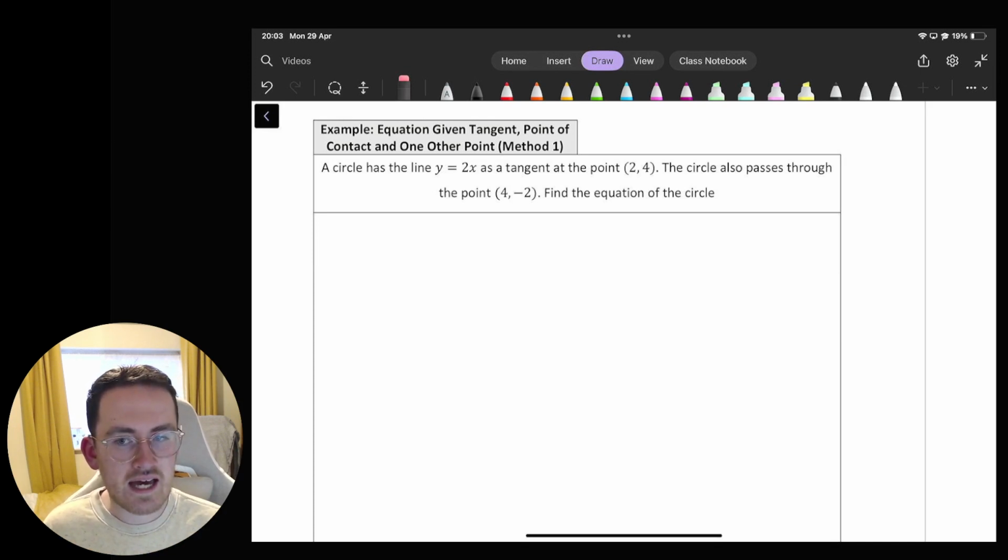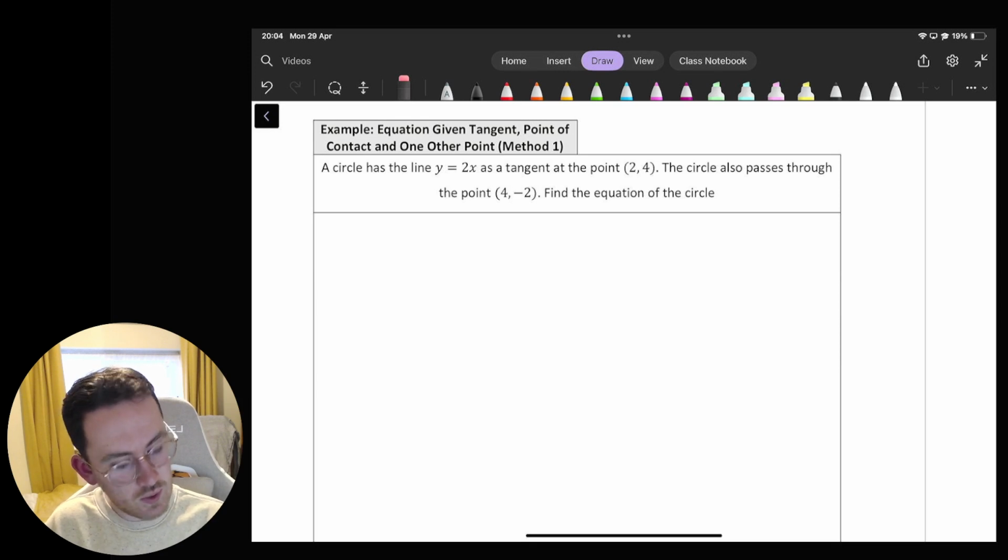So we're going to look at, again, the two different methods I have, one geometric, one algebraic here. So a circle has the line y equals 2x as a tangent at the point (2, 4). The circle also passes through the point (4, -2). Find the equation of the circle.